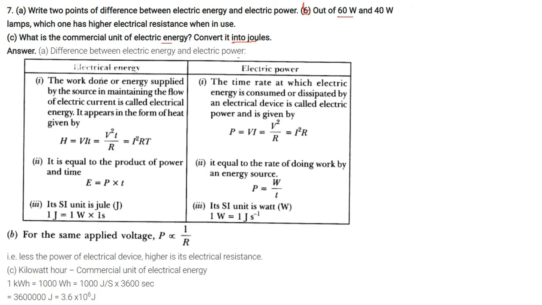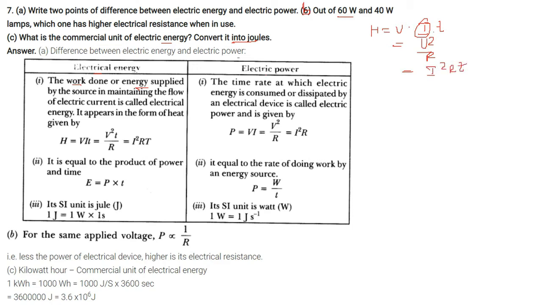First, electrical energy: the work done or energy supplied by the source in maintaining the flow of electric current is called electrical energy. It appears in the form of heat. So H equal to V into I into t. We can vary this: I can be written as V by R, so it becomes V square by R times t. Then again we can replace V equal to IR, so it becomes I square R t.